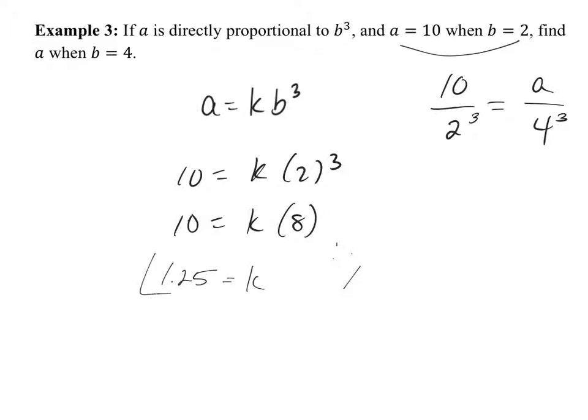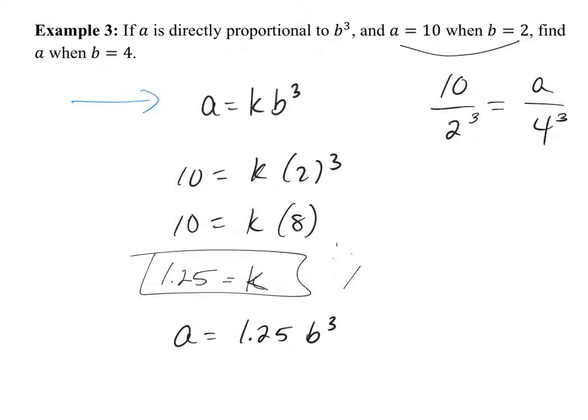1.25. Okay, K is 1.25, or you can write it as a fraction, 1/4 or 5/4. Either way is fine. If that's the case, I know my specific equation now is this. Remember, this was the general function, this is the specific function. Once you get K, just plug it in. Now we're trying to find out what A is when B is 4. It's really easy, just plug in a 4 for B.